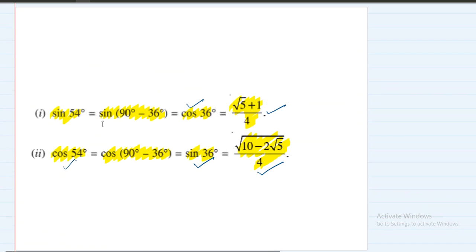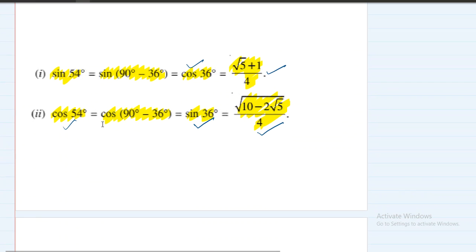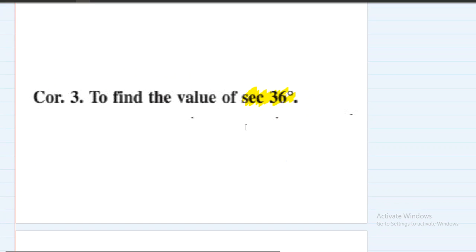54 degrees is the complement of 36 degrees. So sin 54 is equal to sin of 90 minus 36, which is cos 36. Sin 54 is equal to cos 36, which we just found in the previous part, root 5 plus 1 by 4. And cos 54 is equal to sin 36, which is root of 10 minus 2 root 5 by 4, which we just found in the previous part. So sin 54 and cos 54 are also not a big deal.